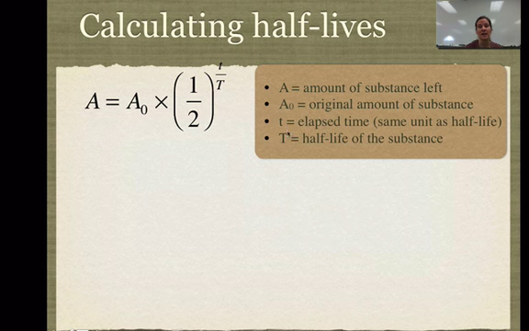And the one thing about small t and big T is to make sure you're in the same unit. So if your half-life is measured in seconds and you try to do your elapsed time in minutes, it's not going to work out for you.